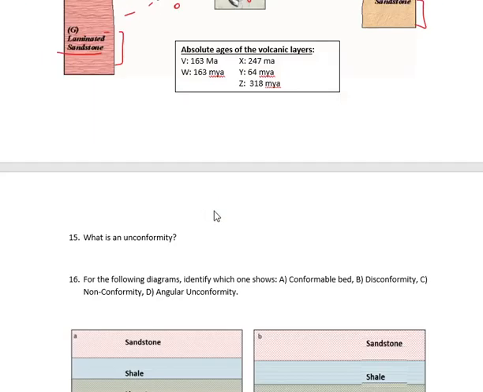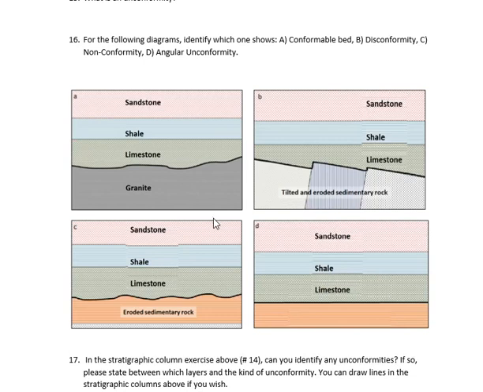Okay, last thing I wanted to mention is this one. Some people had some trouble with this one as well. These are different kinds of unconformities. Remember, there's three types of unconformities: a disconformity, a nonconformity, and an angular unconformity. And there's one that's a conformable bed. Now this one down here is probably the conformable bed, so I'm going to put A for that.